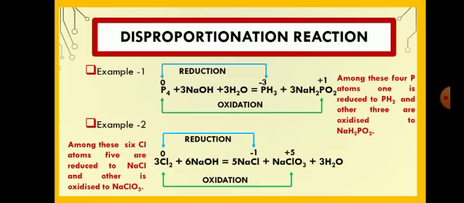So I have given here two examples for your disproportionation reaction. As you can observe from examples 1 and 2, in example 1, among these 4 P atoms, that is your phosphorus atoms, one is reduced to PH3 and the other 3 are oxidized to NaH2PO2. And in example 2, among these 6 chlorine atoms, 5 are reduced to NaCl and the other is oxidized to NaClO3. Fine. So here you can observe in these two examples, reduction and oxidation take place at the same time, right?